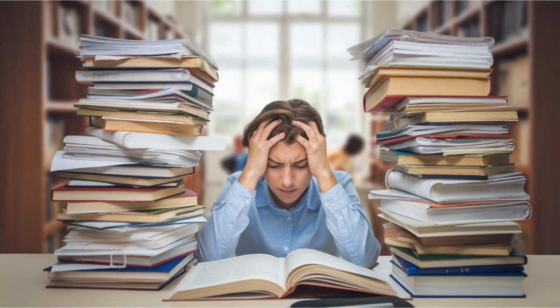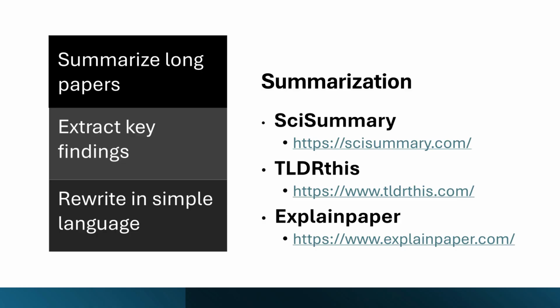Summarization. Let's face it, research papers can be long and dense. Sometimes you just need to get to the point quickly, whether you are reviewing someone else's work or summarizing your own. That's where AI summarization tools like SCI Summary, TLDRTs, or Explain Paper can really help. Here's how they can be useful.